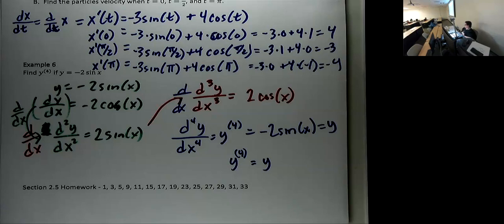So the derivatives of sine and cosine are cyclical. They go in cycles. Kind of like i to a power, the imaginary i, it has a cycle of 4. The derivatives of sine and cosine have a cycle of 4. That's kind of neat, I think. Any questions?